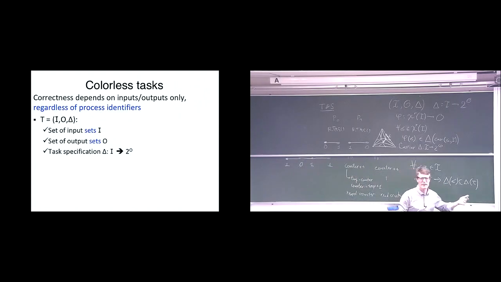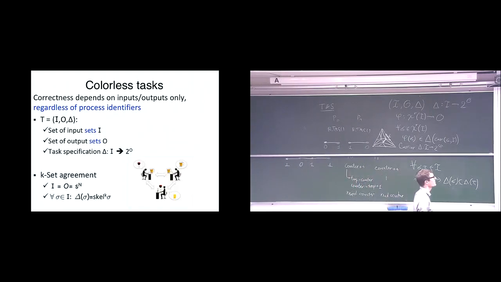So you can, again, reformulate everything in terms of simplicial complexes. But this time, these simplicial complexes are going to be non-chromatic. I forget about colors. Basically, it means that if you have an input vector in which two processes propose the same value, their vertices coincide. I don't care who proposed this value. What I care about is that in my input simplex, I have a vertex of this color. And now the color is actually the input. It's not the identity of the process. K-set agreement or consensus is of this kind.